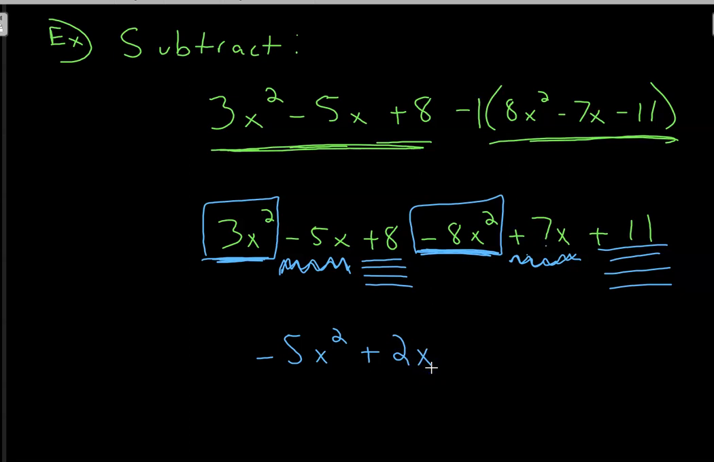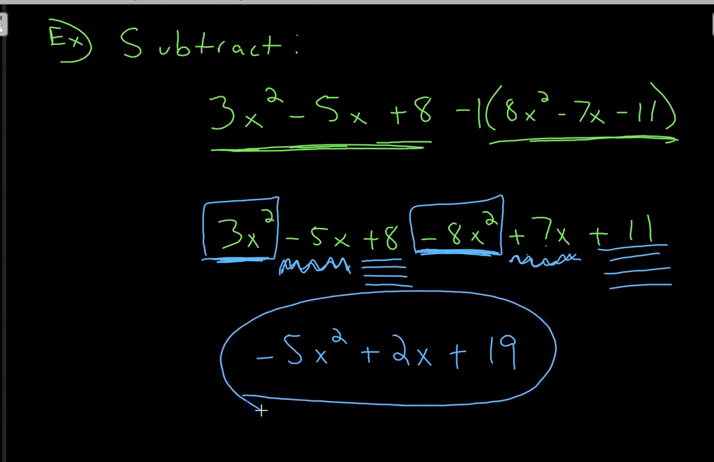And then 8 plus 11. 8 plus 11 is clearly 19. And the final answer is this. So that's how we can add those polynomials. That's pretty much all there is to know about adding polynomials.